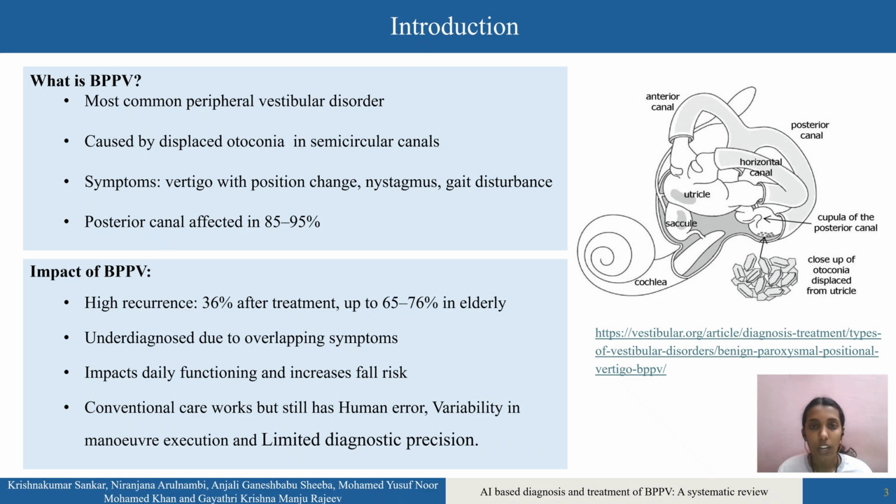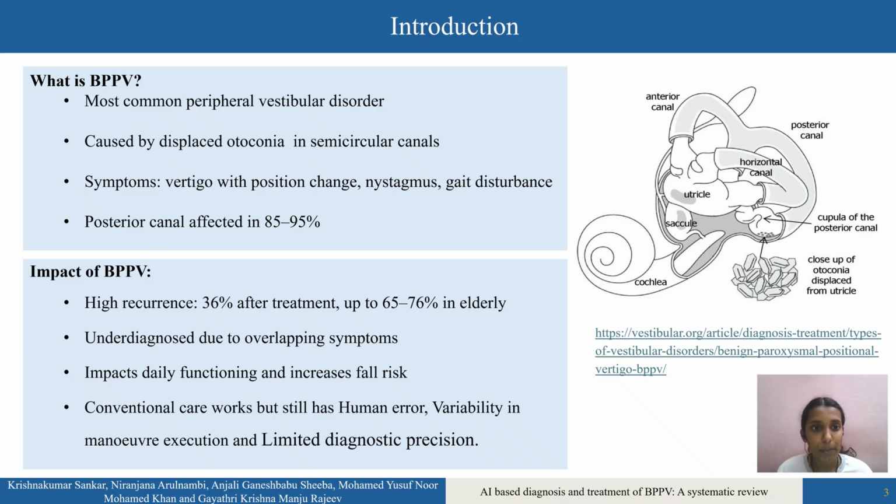So, introduction. What is BPPV? BPPV refers to benign paroxysmal positional vertigo. It is the most common peripheral vestibular disorder and it is caused by displacement of the otoconia in the semicircular canal. Otoconia are tiny calcium crystals present in the inner ear which are responsible for balance.